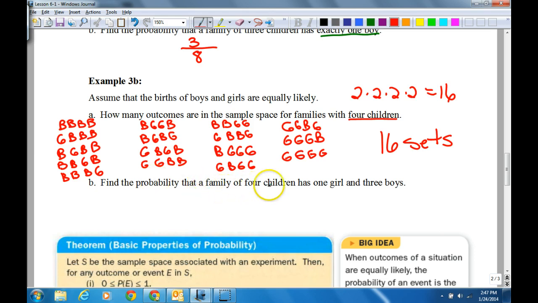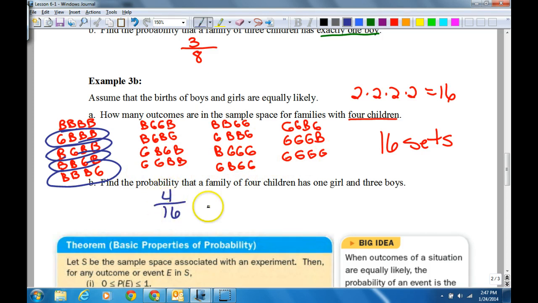Find the probability that a family of 4 children has 1 girl and 3 boys. Okay? 1 girl and 3 boys. So here's one right here. And then the last ones. 2, 3, 4. There's only 4. That's it. No, those are all girls. Okay, so it should be 4 out of 16. Okay? Or equal to 1 over 4.